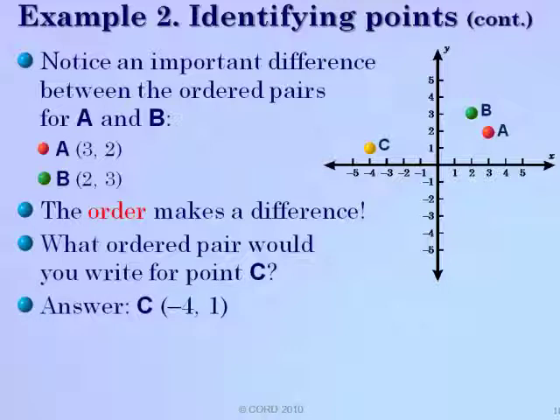The answer is negative 4, 1. You'd have to go x first, which is negative 1, 2, 3, and 4. And that was negative 4. And then the y value is just up 1 unit. So that would be positive 1.